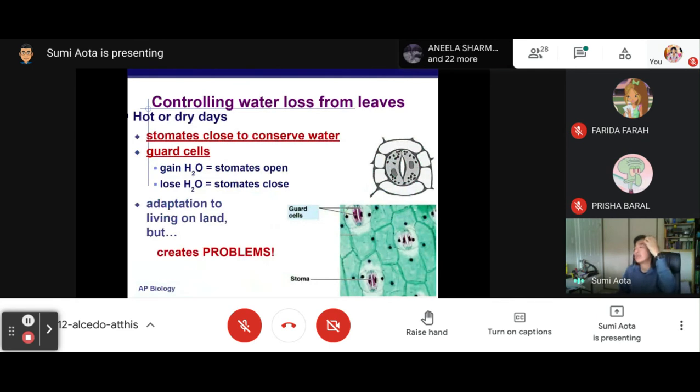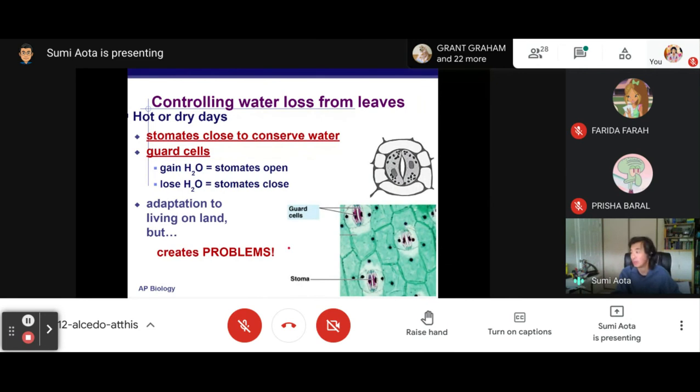Now the problem for plants is that they have to control the loss of water from the leaves. On really hot or really dry days, in order to conserve water, to prevent that water from being transpired out of the leaf, the stomates are going to close up, or not completely, but they're going to get really small. So the guard cells are going to close up. That's an adaptation that plants have for living on land because they need to keep the water.